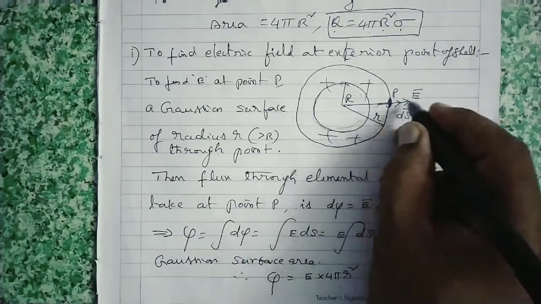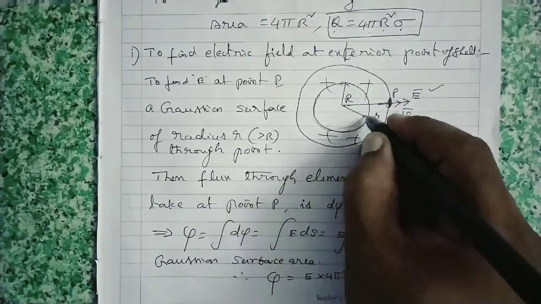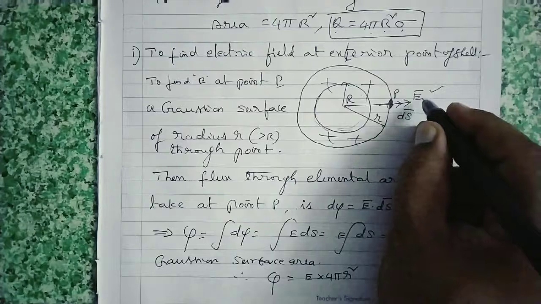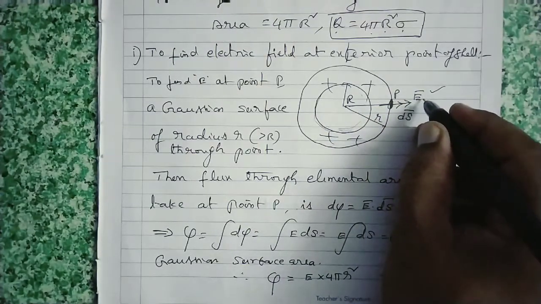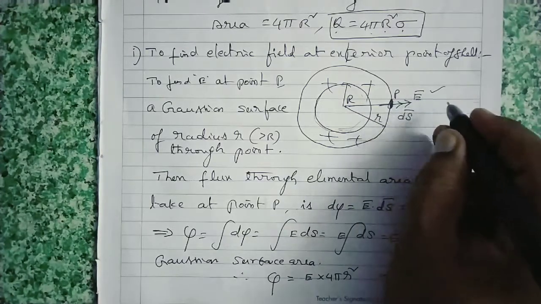Why does it point radially in the outward direction? Because this is a positively charged body. We know in the case of a positively charged body, the field is away from the body. That means the direction of the electric field intensity should be radially away. Which one are we going to find now? The direction of the electric field is radially away. The magnitude we are going to find.